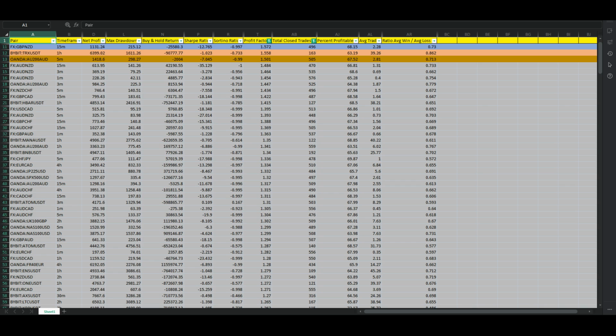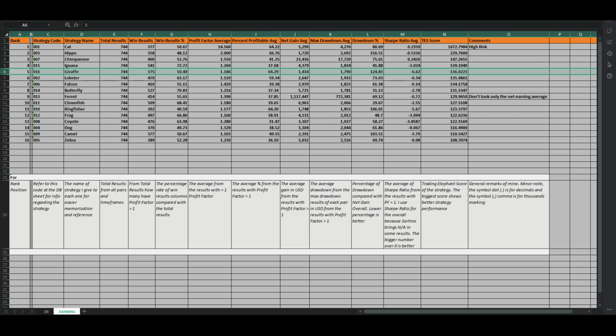Let's see the ranking XLS to learn if we got something extra from this. Giraffe looked for berries in the trees but didn't find any. She was happy to stay in 5th place with average performance in general. The combination of fair win results, fair to good percent profitable, and again fair profit factor average created room to put Giraffe at that spot.